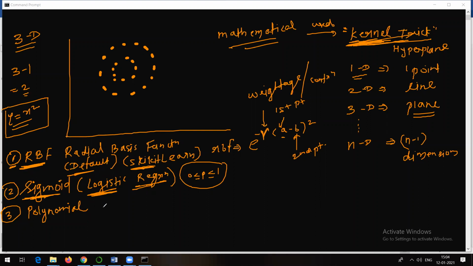Okay? For example, suppose k of x comma y is equal to, this is a polynomial equation, k of x comma y is equal to, maybe I can write it down, (x times y plus 1) raised to the power d. This is a polynomial equation. Okay, so here this kind of equation can be used.